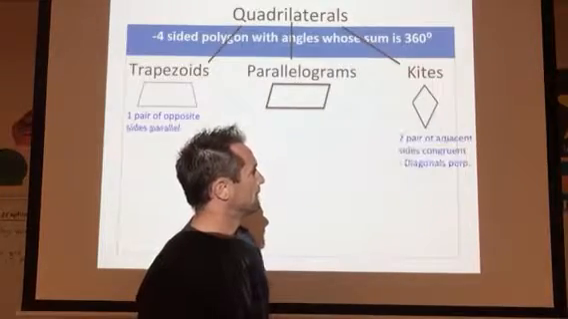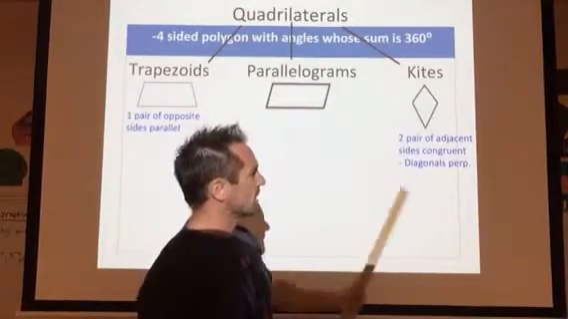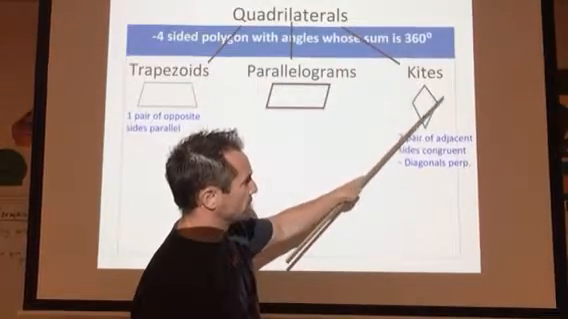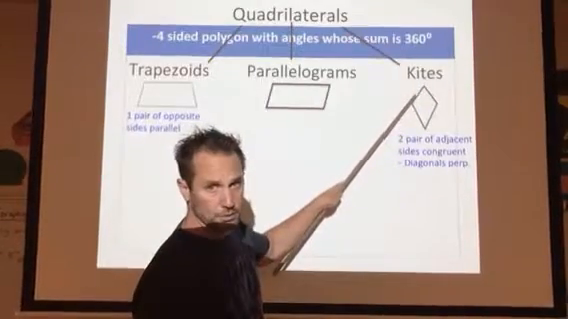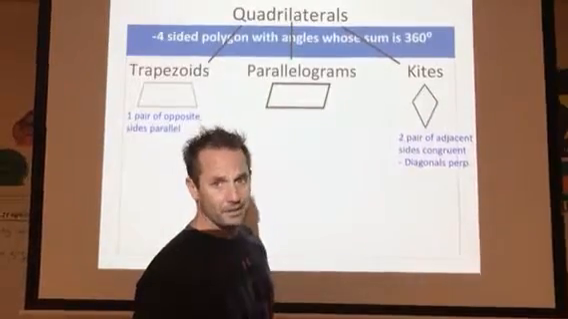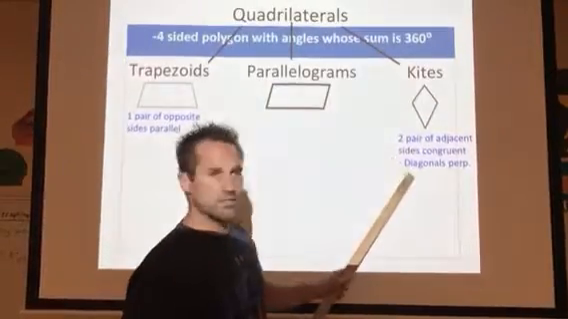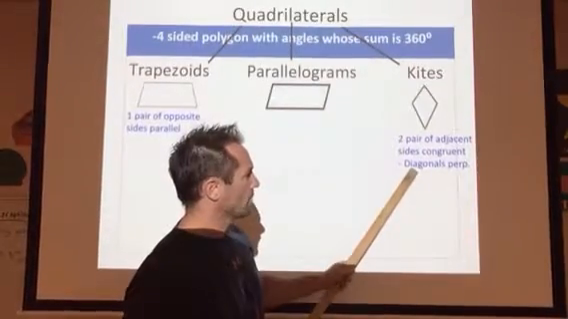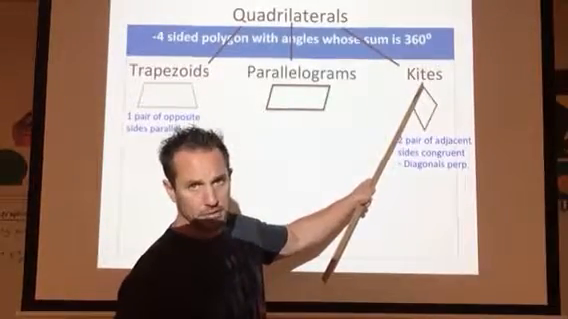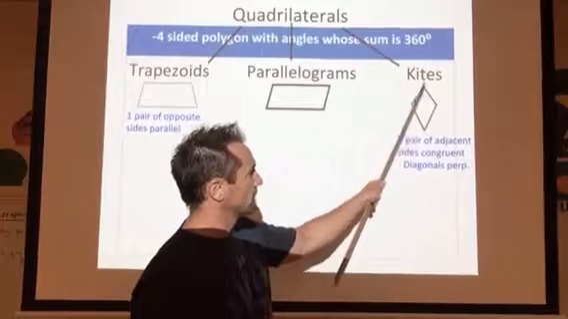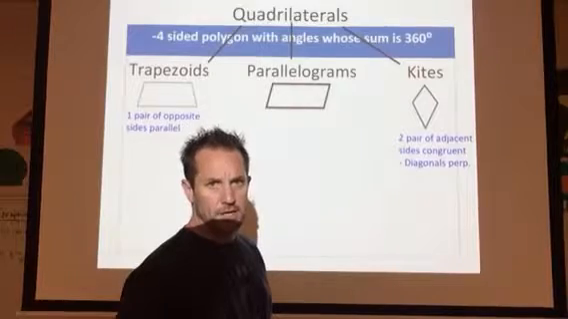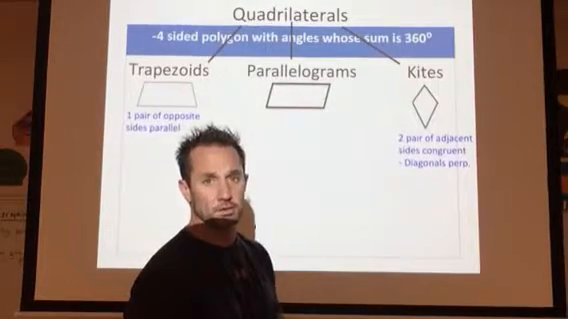Let's skip our parallelograms and let's go over to kites. For kites, we have two pairs of adjacent sides congruent. So what that means is this side is adjacent to that side, and they're going to be congruent. And this side is adjacent to that side, and they're going to be congruent. What it also says is that diagonals are perpendicular. Okay? So if I were to draw a diagonal line straight across here, and a diagonal line from the top down to the bottom, those two diagonals would intersect at a 90-degree angle, and it would be perpendicular. So it would create 90-degree angles.